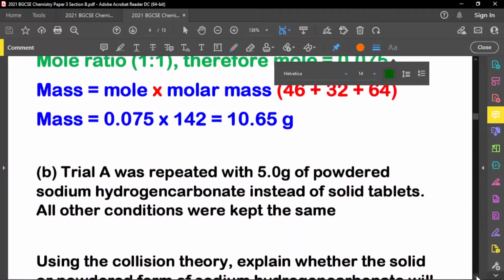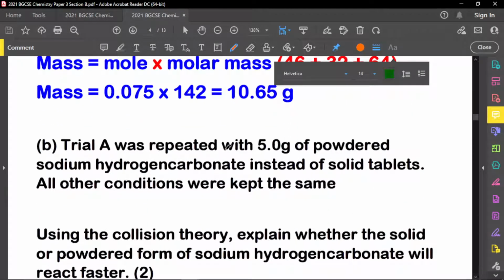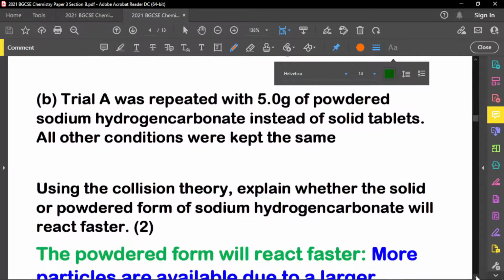All right, let's go to the next part of the question. Trial A was repeated with 5 grams of powdered sodium hydrogen carbonate instead of solid tablet. All other conditions were kept the same. It's using the collision theory again, to explain whether the solid or powdered form of sodium hydrogen carbonate will react faster.